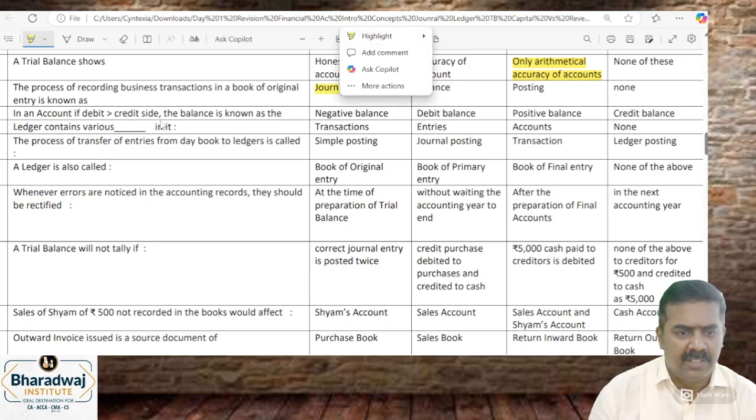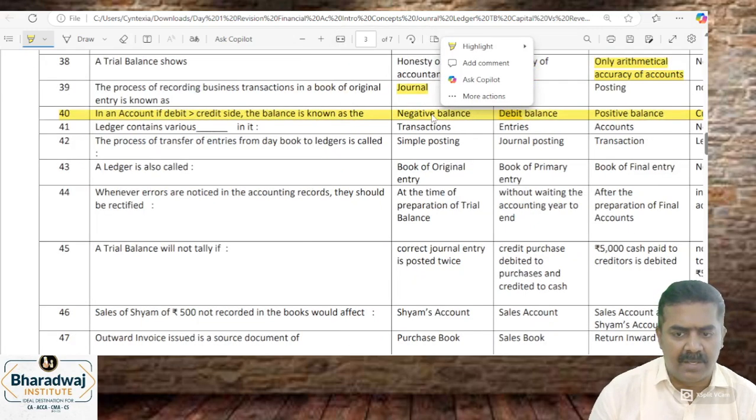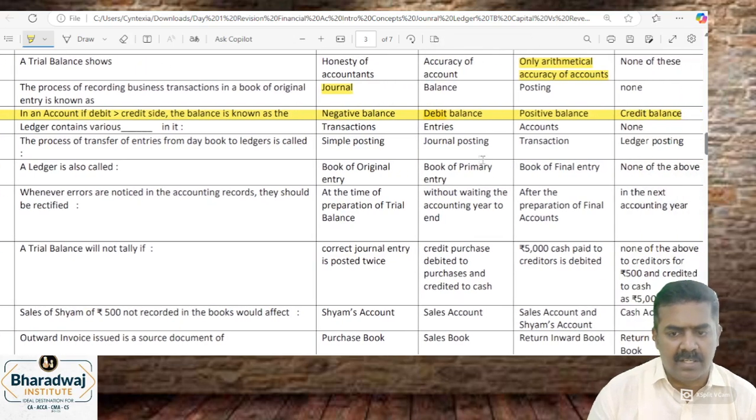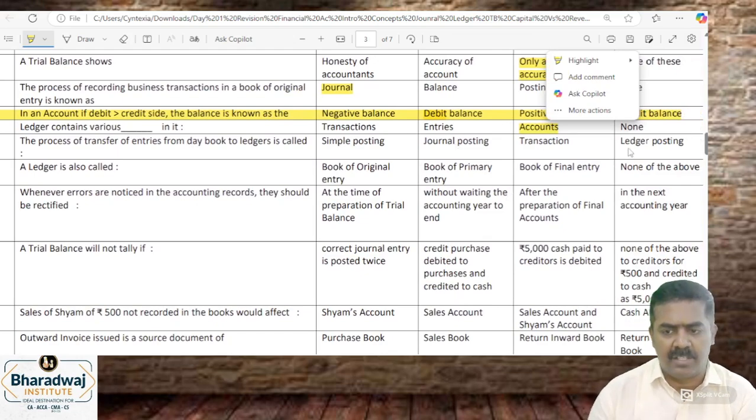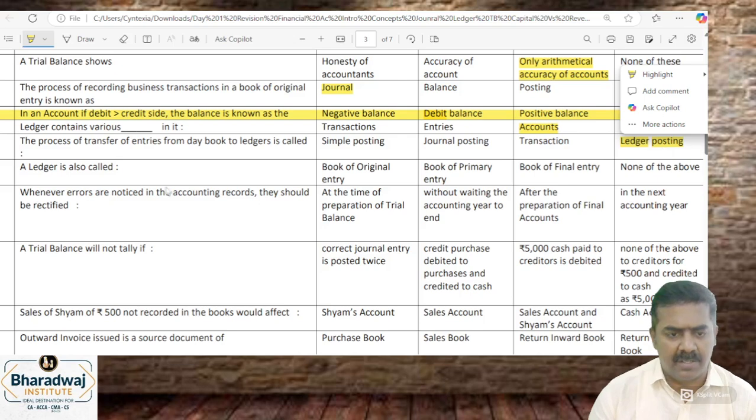Already we have seen that if the debit side is more than the credit side, it is a debit balance. Already it's a repeated one, ignore it. Ledger contains various accounts in it. The process of entry from day book we call it as which one? Ledger posting. Repeated, sorry, ignore.